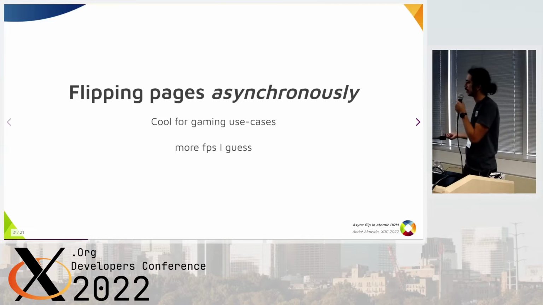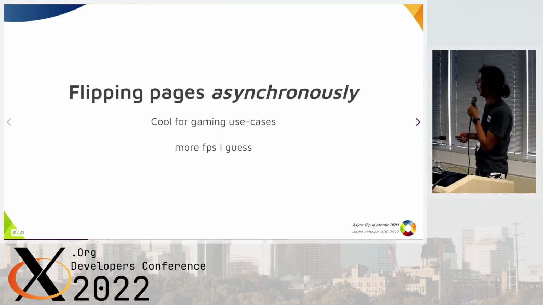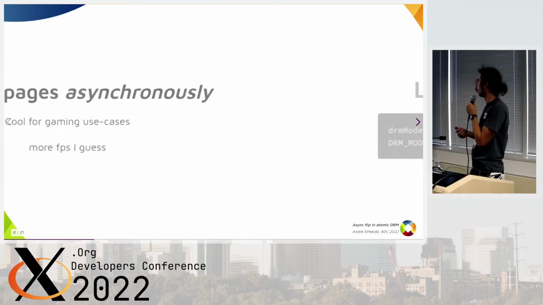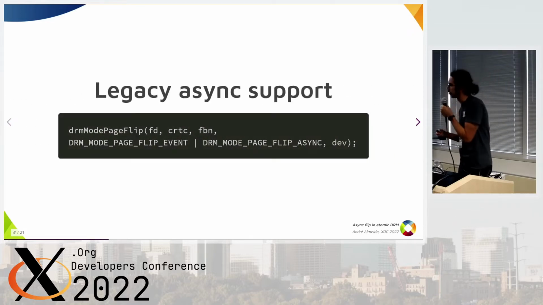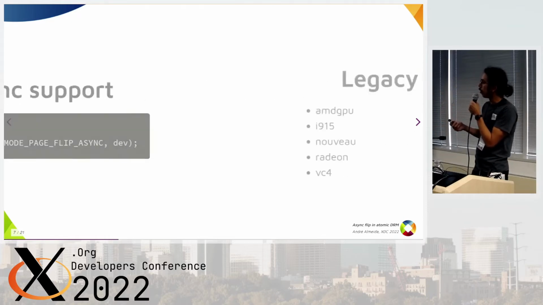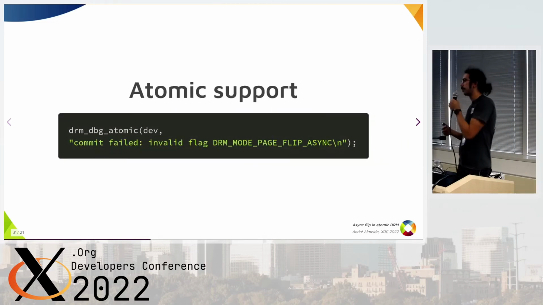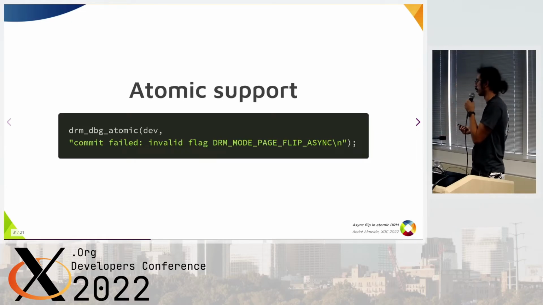Because, as all the other developers here, we want more frame rate in our games, right? So yeah, this will get us some more, maybe one or two frames per second. I don't know, but that's why we want to do that. We can do this async page flip on the legacy DRM API. You just need to use this flag on the supported drivers, of course, and we have a bunch of drivers that can do that. But on the Atomic DRM API, we couldn't do that so far. You get an error if you try.